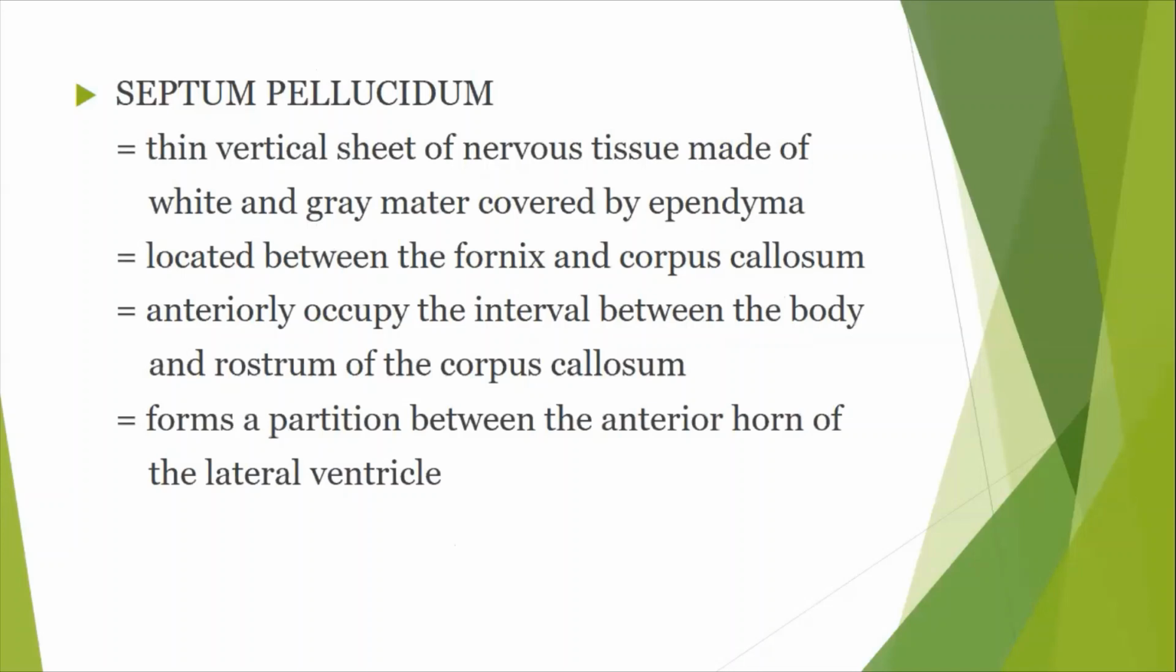Then you have the septum pellucidum. This is a thin vertical sheet of nervous tissue made of white and gray matter covered by ependyma. This is located between the fornix and the corpus callosum. Anteriorly, it will occupy the interval between the body and rostrum of the corpus callosum and forms a portion between the anterior horn of the lateral ventricle.